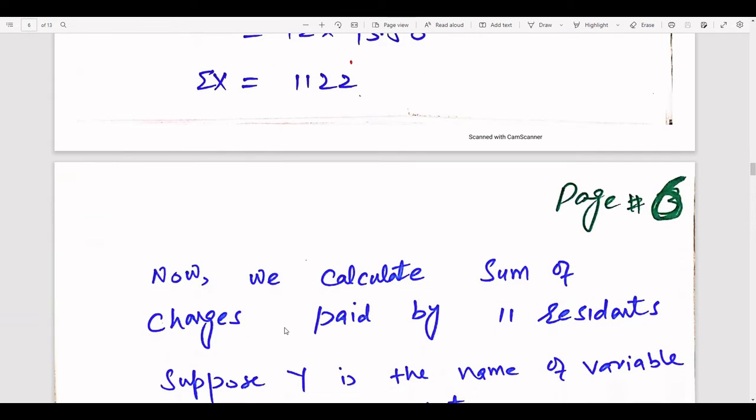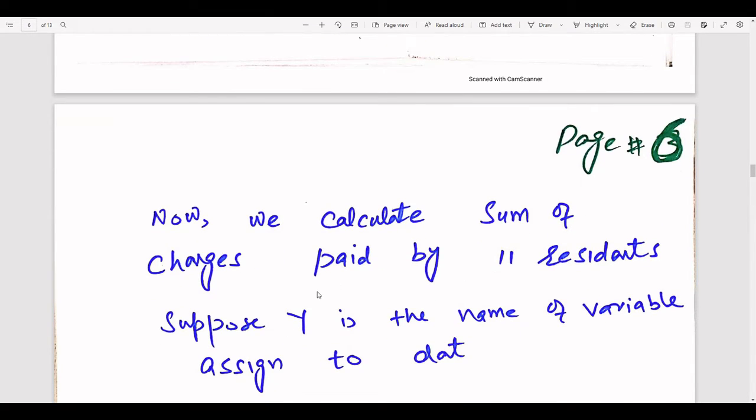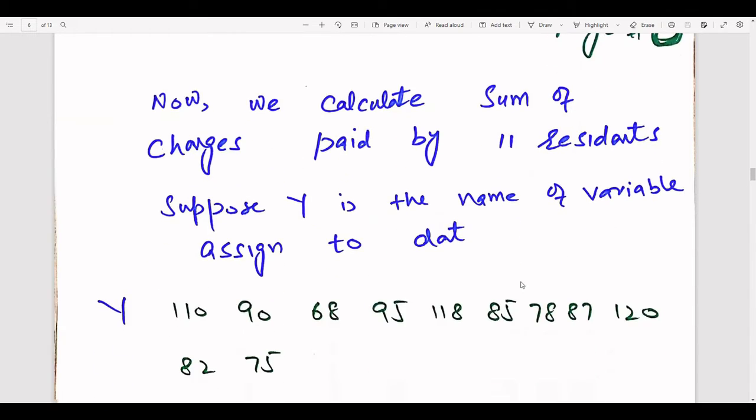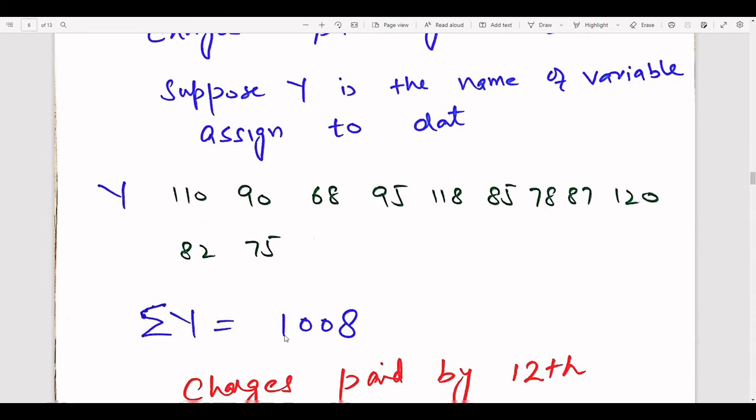Now we move to our next task. Now we calculate the sum of charges paid by 11 residents. Suppose y is the variable you assign to the data. y is equal to 1, 10, 9, 0, 68, and so on up to 75. These are the 11 residents' electricity charges. Sum of y is equal to 1008.